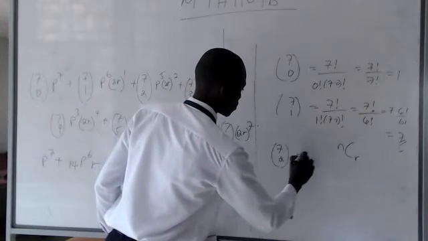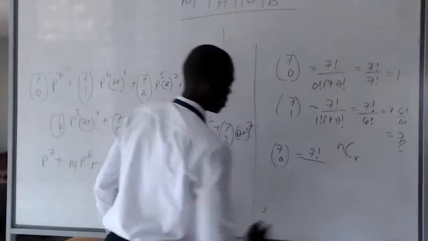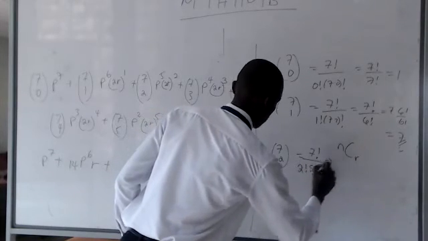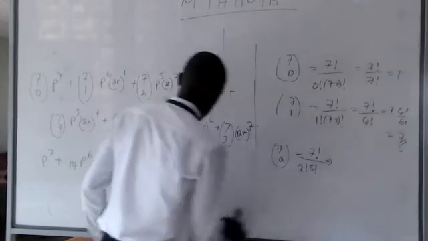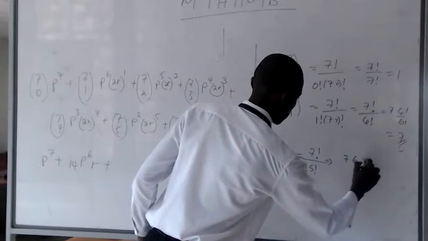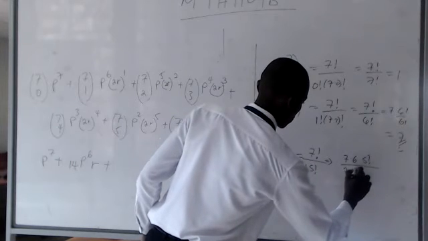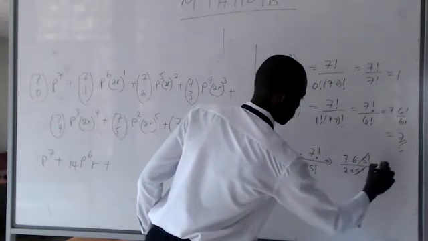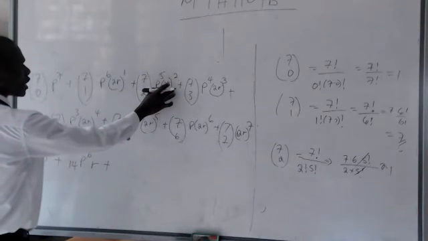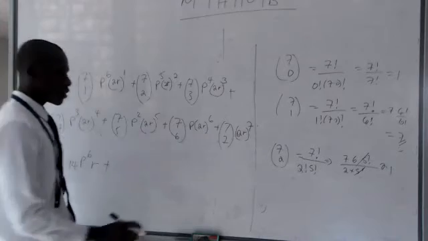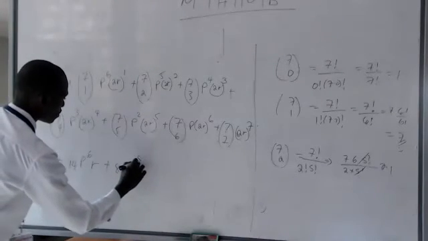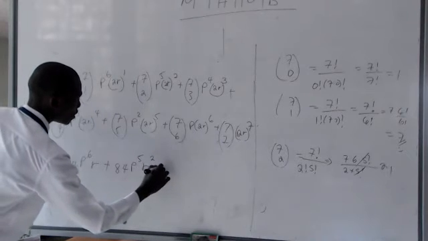7 combination 2. Is there someone who has a calculator for this? 7 factorial divided by 2 factorial times 7 minus 2 factorial. John. So this is going to be 7 times 6 times 5 factorial divided by 2 times 5 factorial. So 42 divided by 2 is going to be 21. Now you have 21, and inside here you have 2 squared. So 2 squared is 4. 4 times 21 should be 84 p to the 5 r squared.